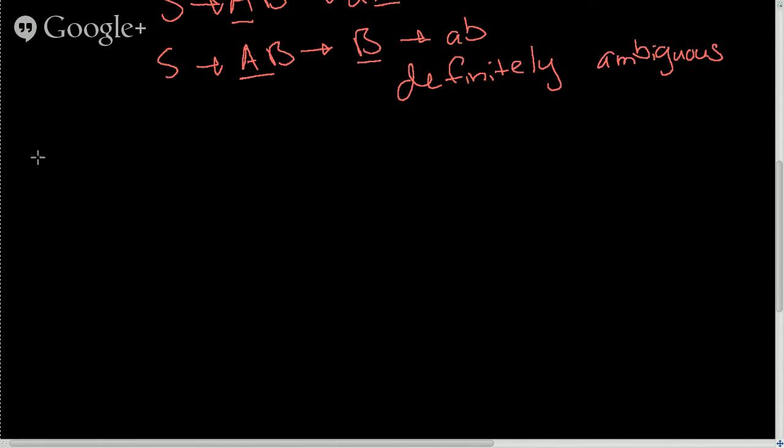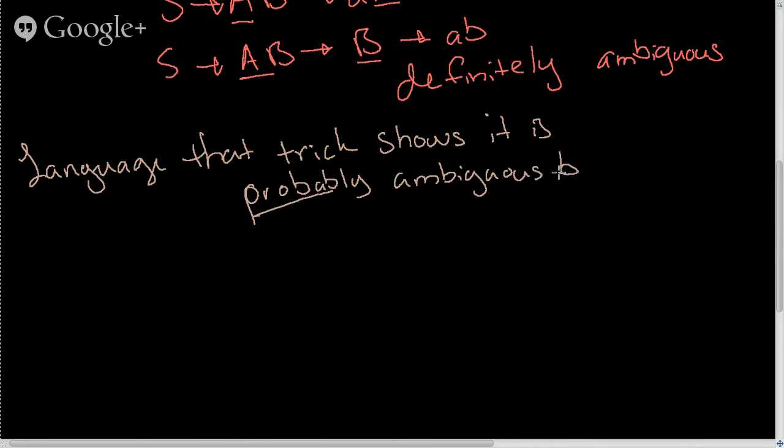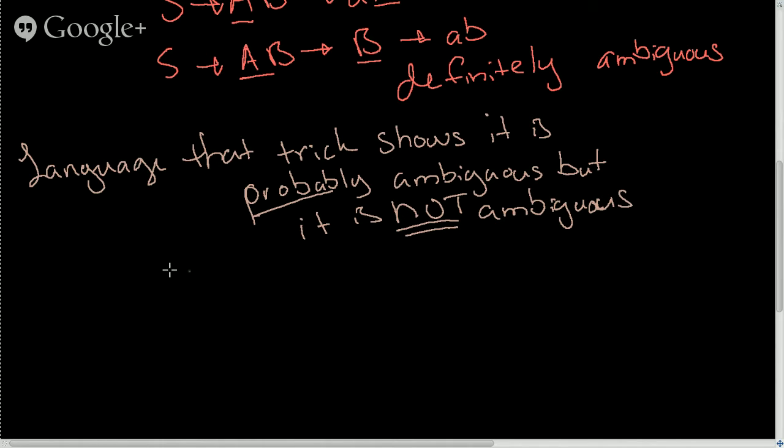All right, so this is one language that our little trick that Dr. Sullivan probably doesn't endorse because of this exact language shows. So our trick is going to show that it is probably ambiguous, but it's not actually ambiguous. But it is not ambiguous. And I'm showing you this just to make sure that you see that our trick does not always work. It's just a trick. It's just a little tip that Philip asked for. And it's not 100%, it's 99%.